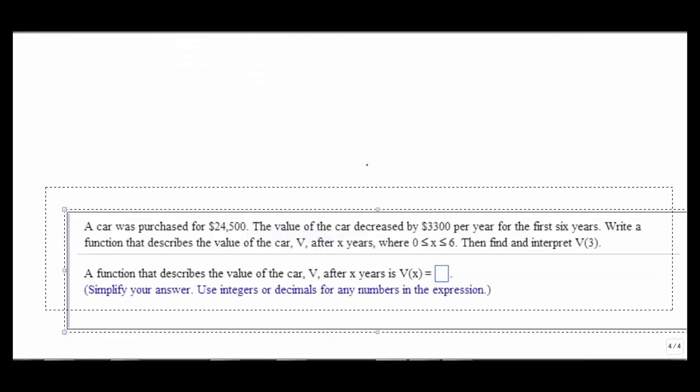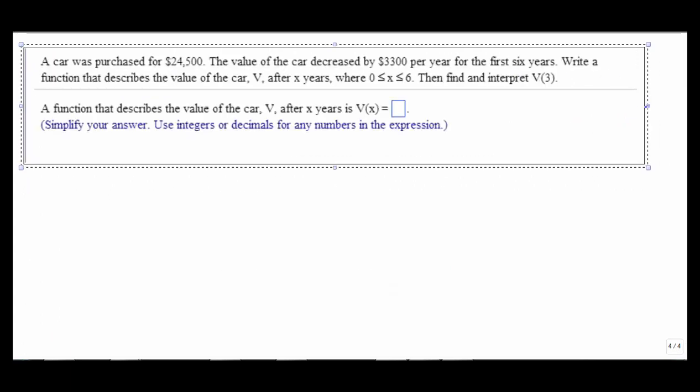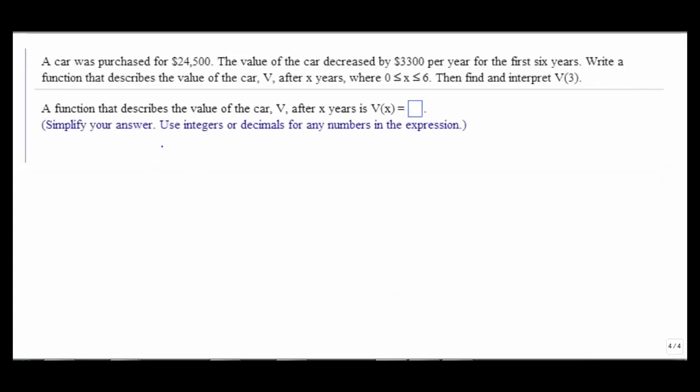So for the first application problem that we're looking at, we're talking about the value of a car decreasing. So if you think about a car being purchased at $24,500, that's the highest it's ever going to be worth. It's going to keep decreasing, and then I guess if it turns out to be some sort of a really nice car, it'll increase again in value later in 30 or 40 years. But we're talking about the years between 0 and 6 years old.